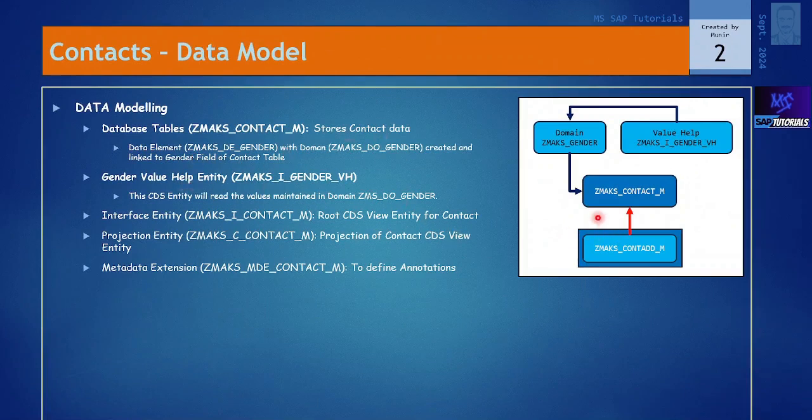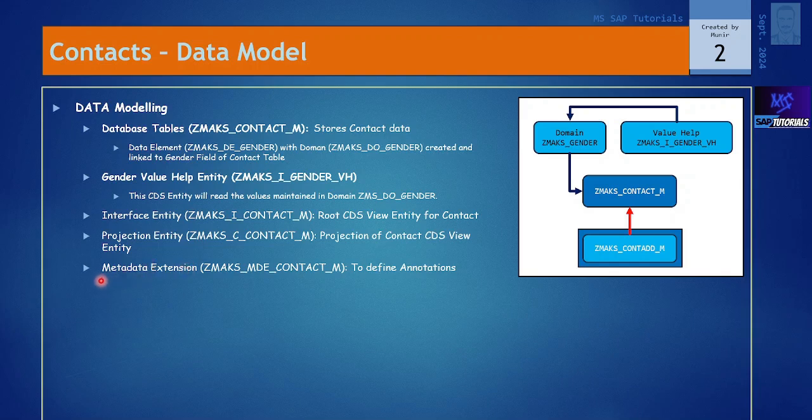So as you can see, my target is to create a database table for contact wherein I want to display a value help as well for one of the fields called gender. That will be again based on the data element and the domain created for gender. And then we will also create a value help CDS entity. Last time in our read-only application, we used the already created entity. So this time we are going to create our own entity and utilize it, and then create the interface entity, projection entity.